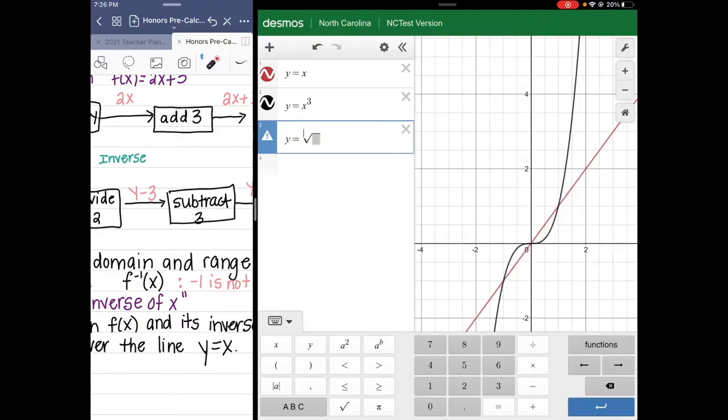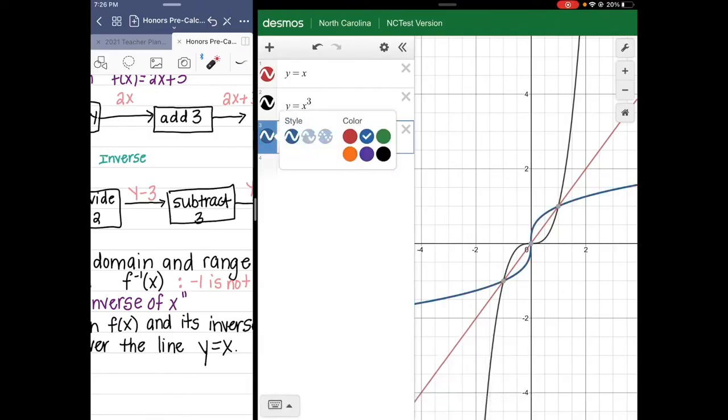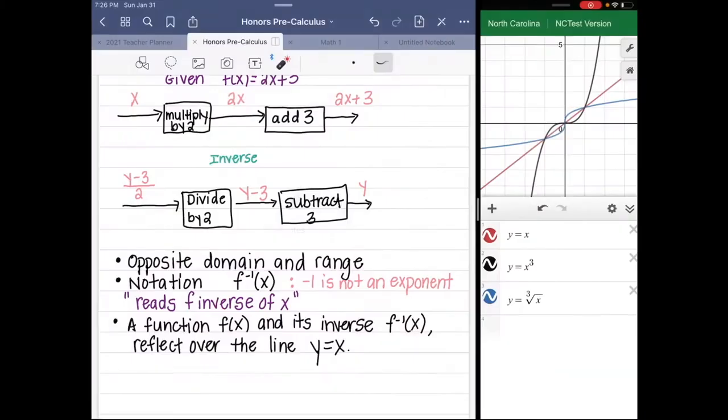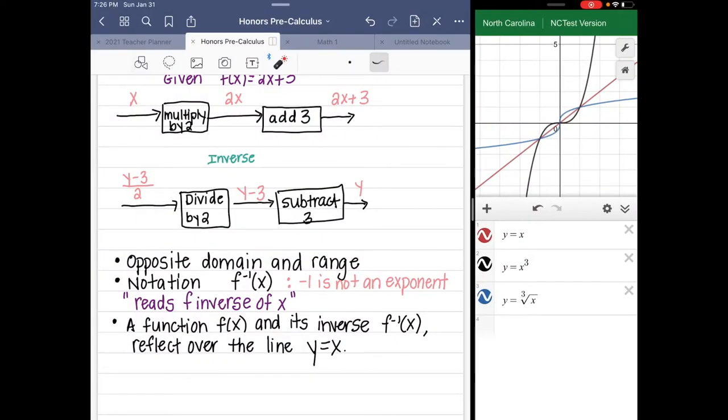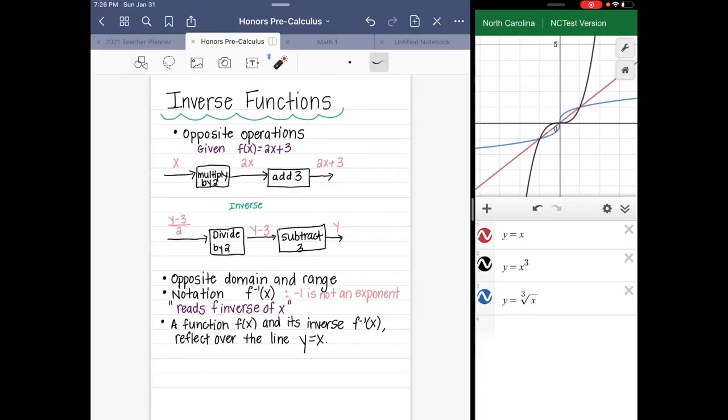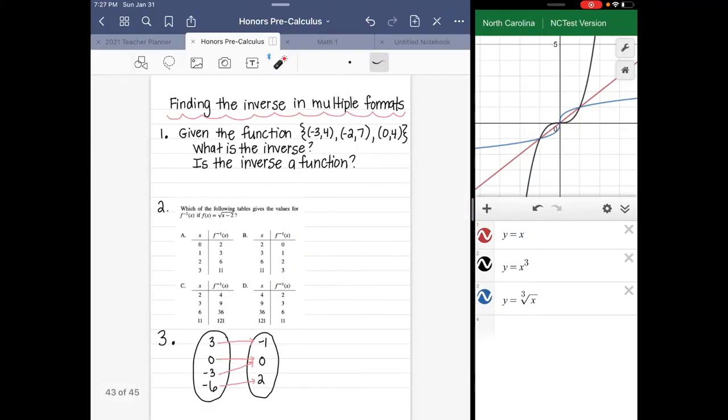So if I'm going to take the cube root, let me go grab that root option. 3. And if we have x cubed, then the cube root of that, you can see that there is a reflection over that line, y equals x. And I'm going to change that to a different color so we can see it. Okay? So just keep that in mind. That is definitely going to be a way to verify some things.